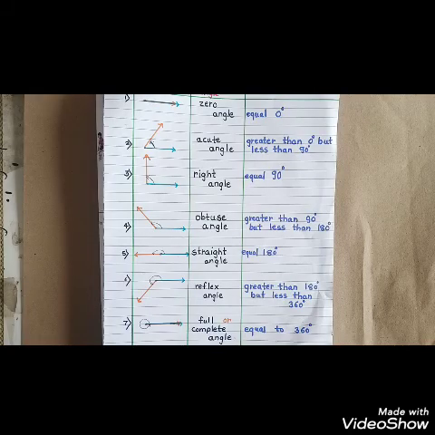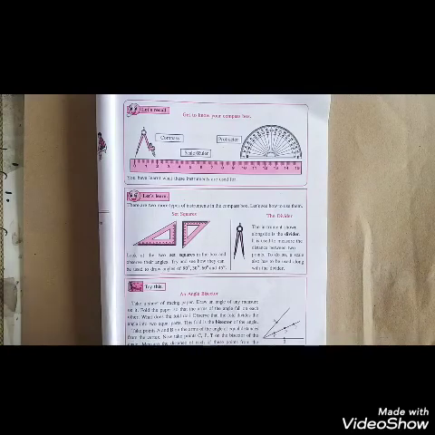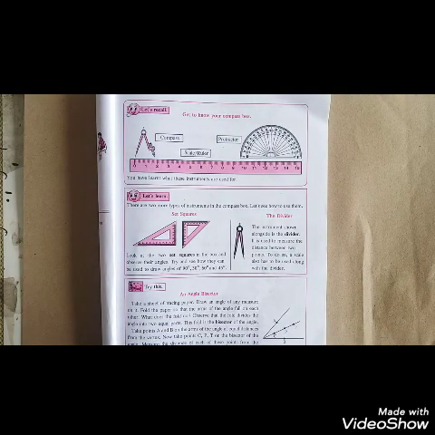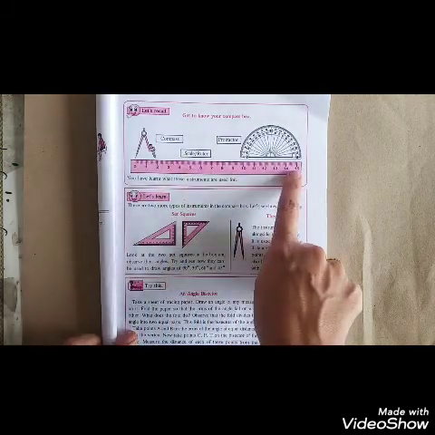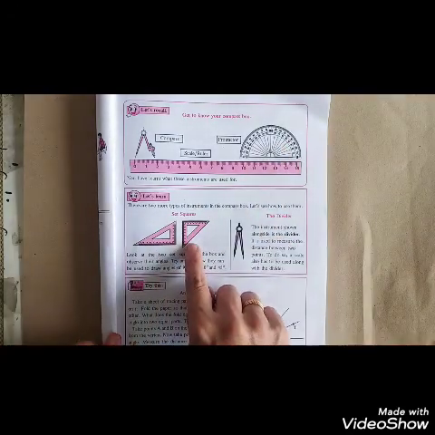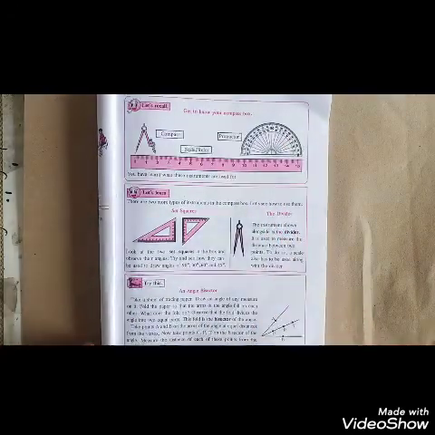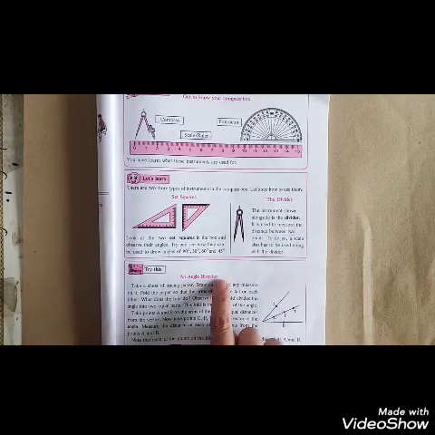Hello students, in the previous video we have learned different types of angles. We have also learned some geometrical instruments which are in our compass box, like compass, scale or ruler, protractor, set squares and the divider. Today we are going to learn what is an angle bisector.